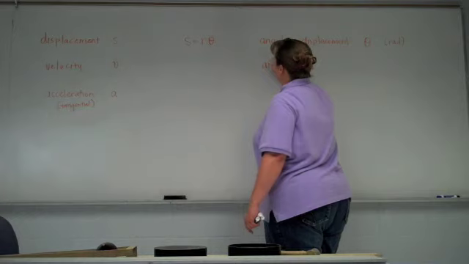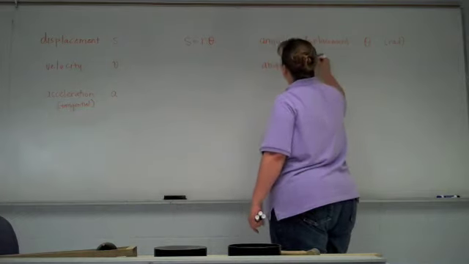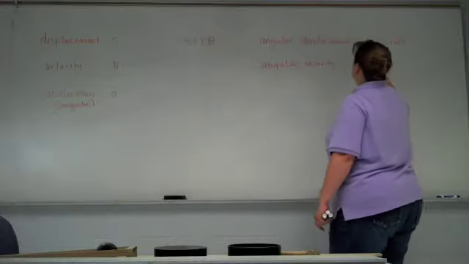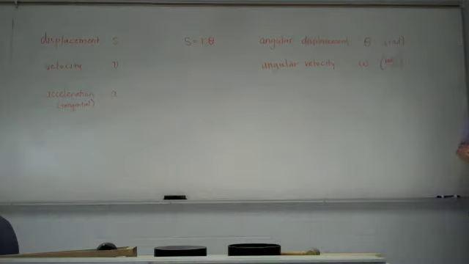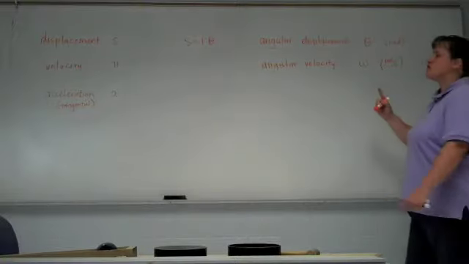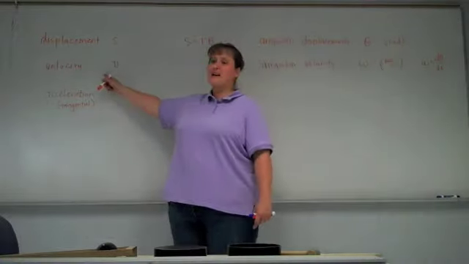Angular velocity. We use the symbol omega to represent it. It has units of radians per second. Angular velocity is the angle per time. Just like we had with our linear quantities, angular velocity is simply the derivative of the angular displacement with respect to time. Angular velocity tells us how many radians per second that object is moving through. There's a direct relationship between angular velocity and the actual velocity.